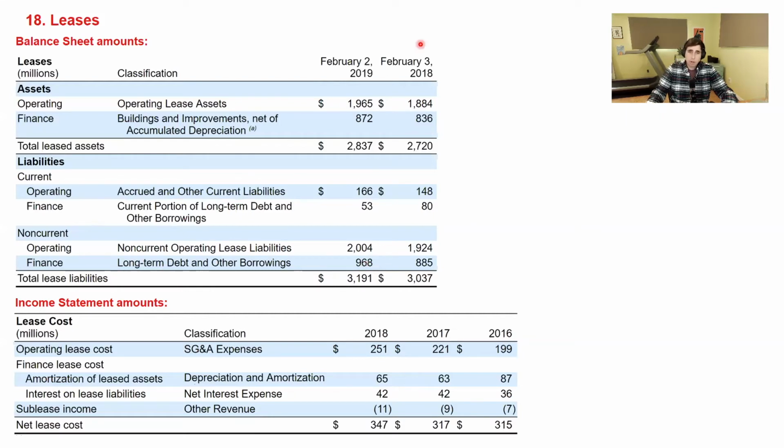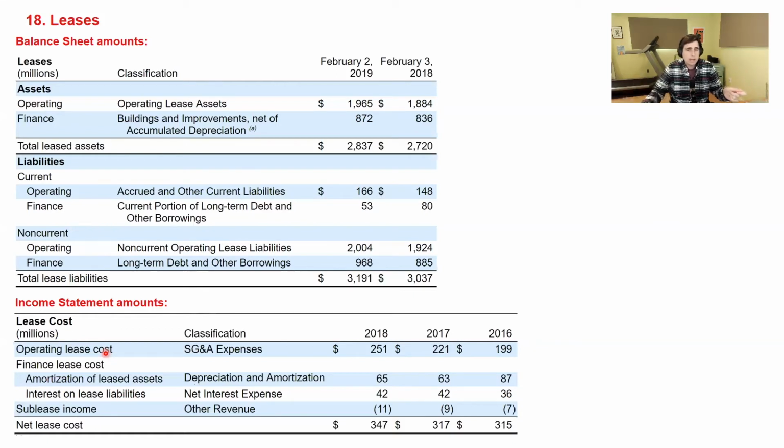So this is just a very clear breakdown of where the leased asset balances are kept on the balance sheet and where the lease liability balances are kept on the balance sheet, separating it out between operating and finance leases. It also shows you where the lease costs appear on the income statement. So for operating lease expenses, that's pretty simple. That's just a straight line expense over the course of the lease, okay?